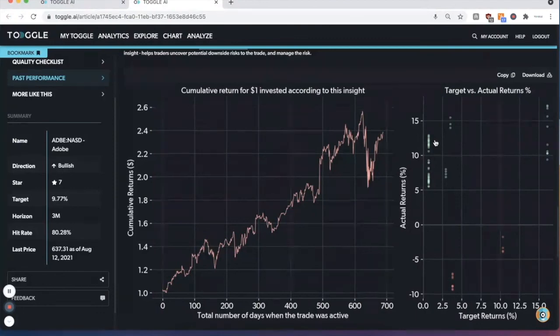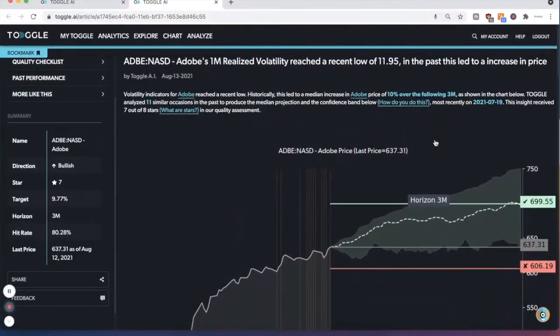And there you go. That's how you analyze the Toggle insight. The aim of this information is to help guide you and give you confidence in your investment decisions. Rather than telling you what to buy or sell, we want to show you what the data is saying.